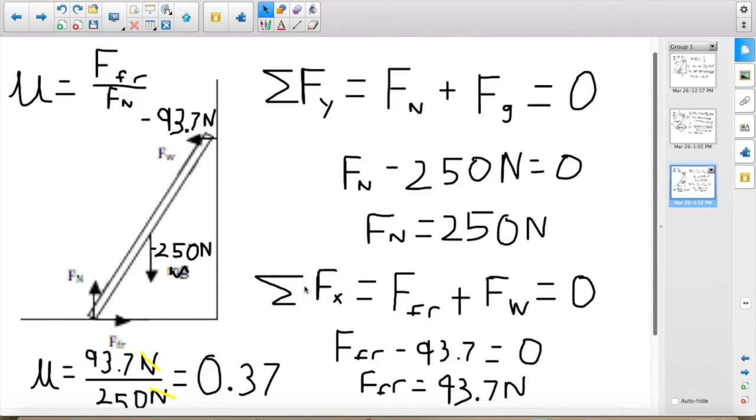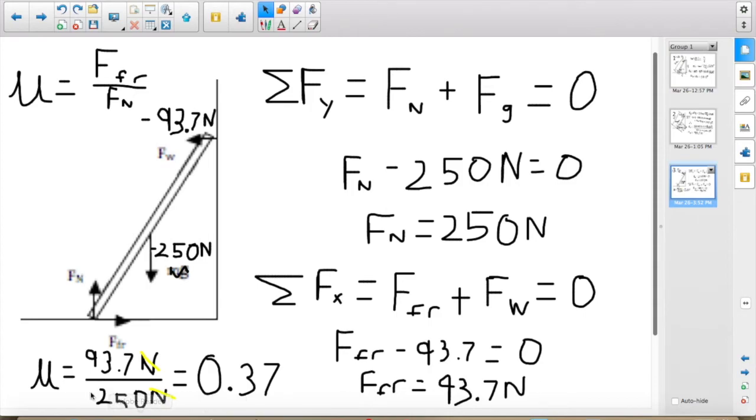The sum of the forces in the x direction would be the positive force of friction, because that's pointed to the right, plus the negative force from the wall, 93.7 newtons. And again, that adds up to 0, because it's not accelerating left or right. So plug in your force from the wall of 93.7 newtons, solve for force of friction, you get positive 93.7 newtons.